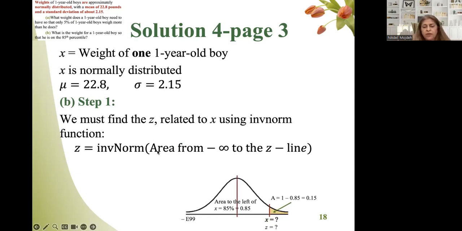Z is inverse norm of the area from negative infinity to the Z line. I already have my 85%. So Z is inverse norm of 0.85, which is 1.04. So we found the Z first using inverse norm. Every time you want to find Z, you use inverse norm. Second step, you use the Z score formula to find X.